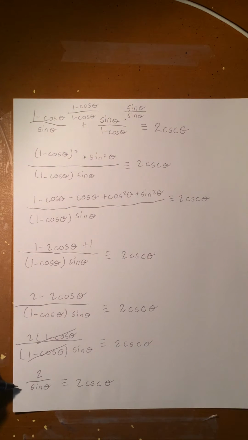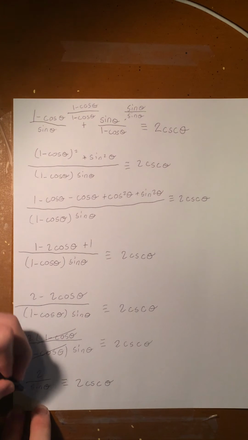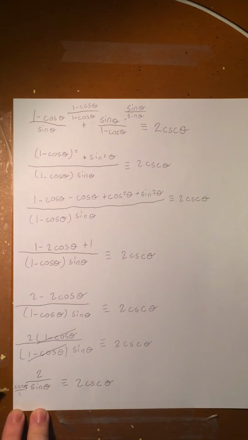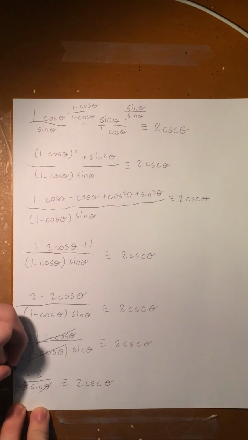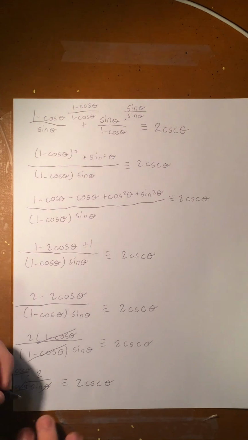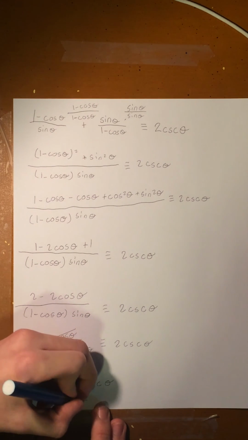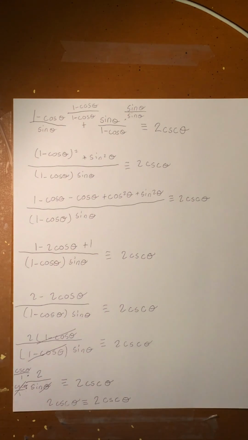Now sine of theta is the same as 1 over cosecant. We're going to multiply the lower part and the upper part by cosecant over 1. Now the bottom part crosses out, and we would have 2 times cosecant of theta over 1, and we'd get 2 cosecant of theta is the same as 2 cosecant of theta.